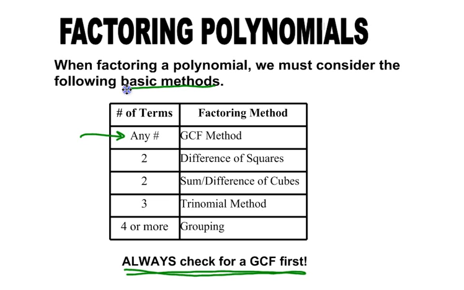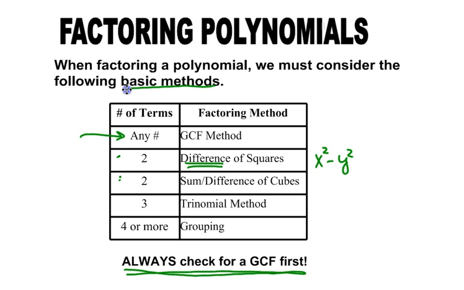The next thing we're going to check for is if we have two terms. If you have two terms, there are a couple of different ways that you can go with it. You might have what we call a difference of squares, where we have two terms that are both being squared and they're being subtracted. Remember, the word difference means that they are being subtracted. If they're being added, we do not have a difference of squares.